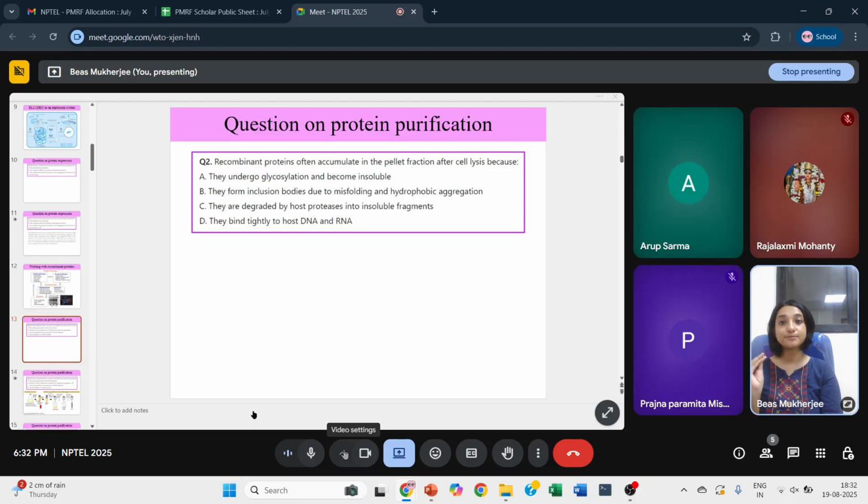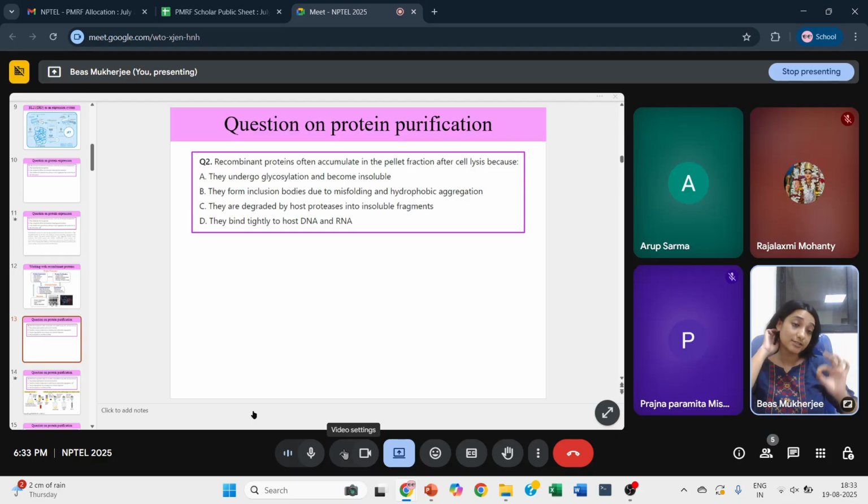So we talked about proteins becoming insoluble, right? So see, recombinant proteins often accumulate in the pellet fraction after cell lysis. So cell lysis means, I told you about sonication, right? You're introducing ultrasonic waves, and because of that constant vibration, the cell wall is rupturing. And once the cell wall ruptures, the proteins are normally water soluble. So when you spin it in the centrifuge, the protein should come into the supernatant, and all the cell debris, broken pieces of the cell, should go into the pellet.